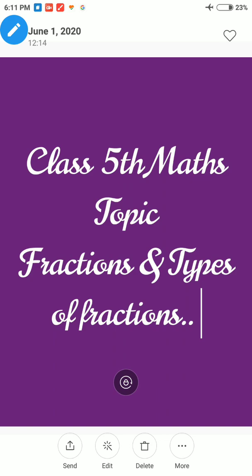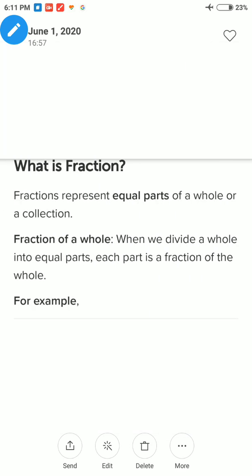Today our topic is fractions and the types of fractions. Dear students, first of all, what is a fraction? We can say that a fraction is a part of a whole, or a piece of something. Fractions represent equal parts of a whole or a collection. When we divide a whole thing into equal parts, each part is a fraction of the whole.